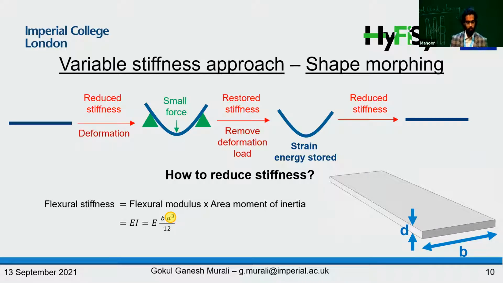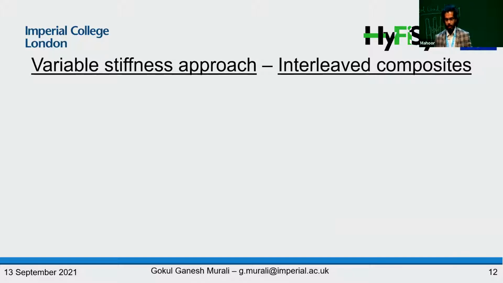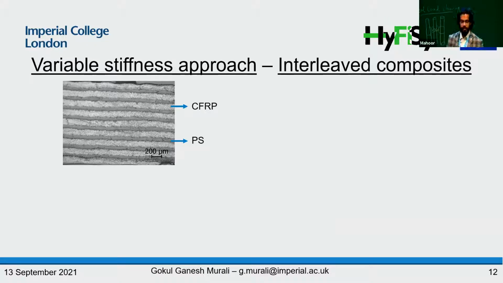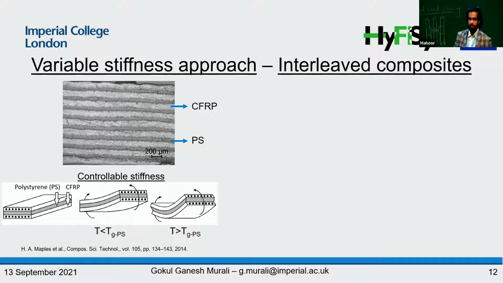So we can try an innovative approach, that is, using interleaved composites. Interleaved composites consist of conventional CFRP plies interleaved with thermoplastic polystyrene plies. These composites have some special characteristics. Let's consider a simple interleaved composite consisting of two CFRP plies interleaved with one polystyrene ply. If we try to bend it, it has a certain flexural stiffness and will resist deformation. But when we heat the composite beyond the glass transition temperature of the thermoplastic material, the material becomes soft and the CFRP layers slip with respect to one another, and the overall stiffness of the composite drops drastically. If we cool down the composite again, the stiffness will be restored.